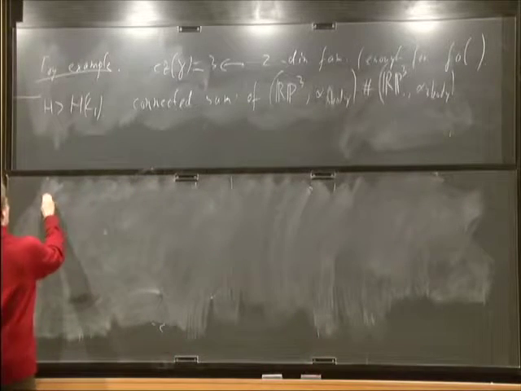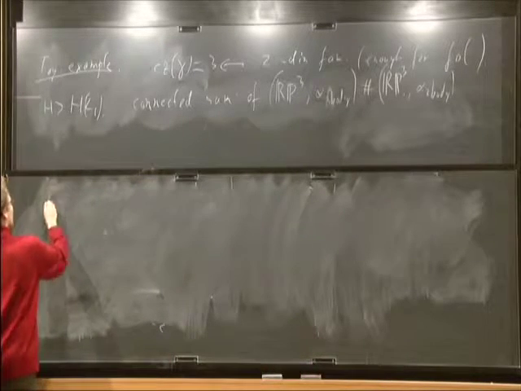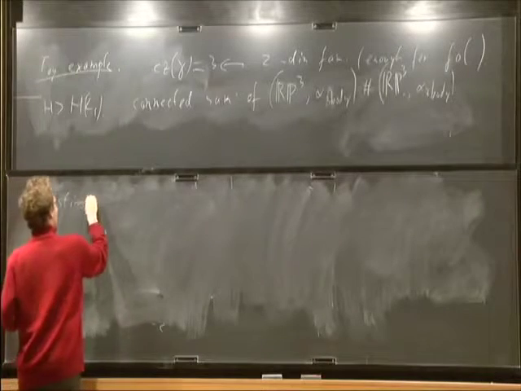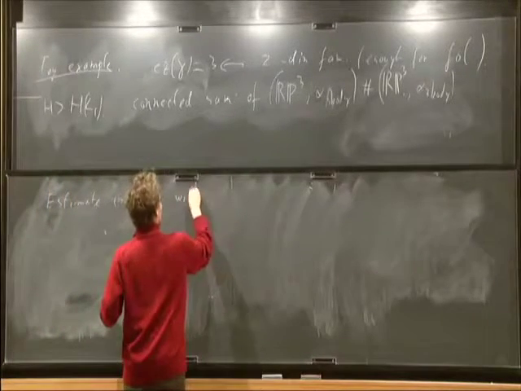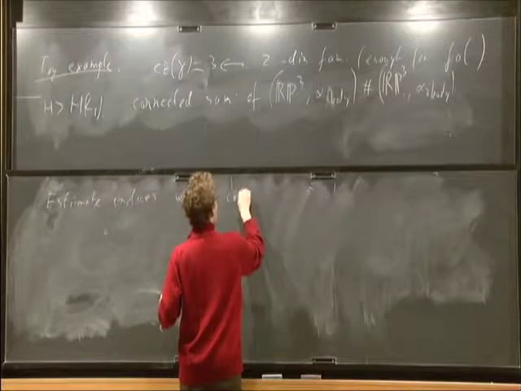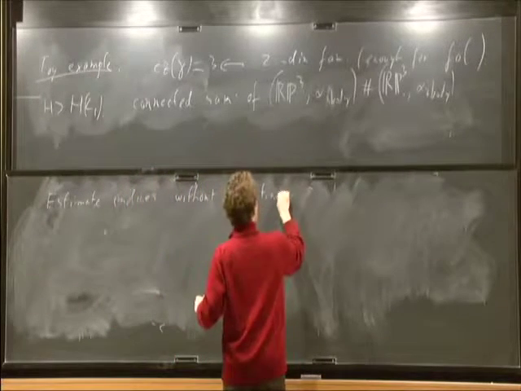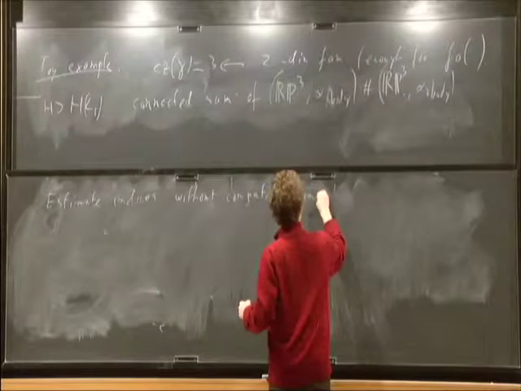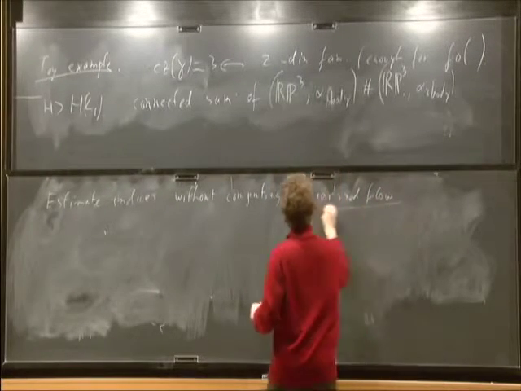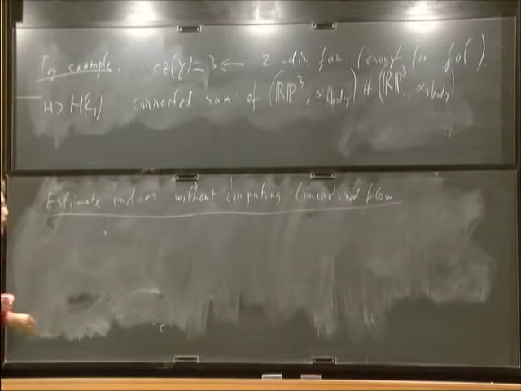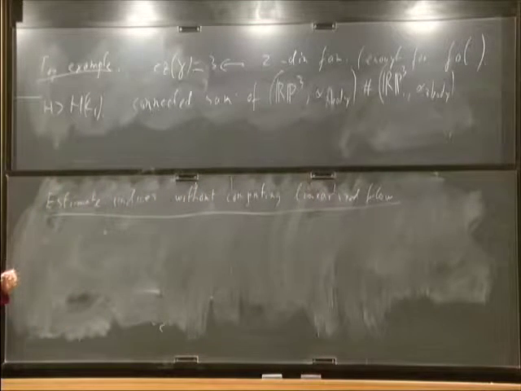So compute or estimate indices without computing the linearized flow, or actually without computing any periodic orbit. So I'll start with a bunch of definitions.